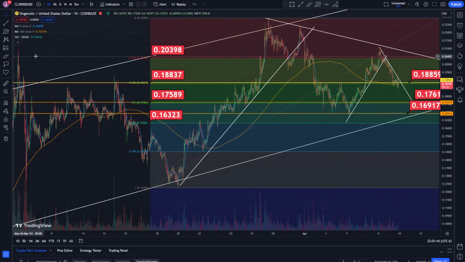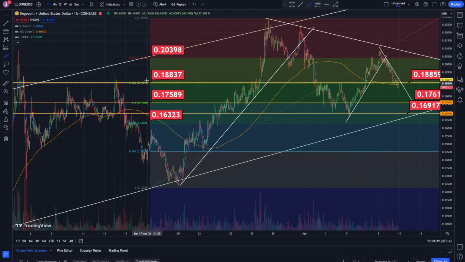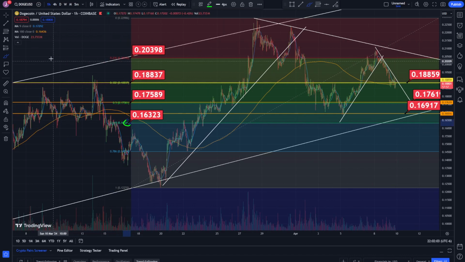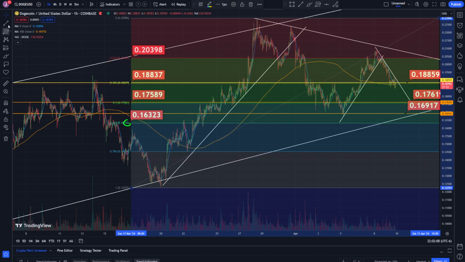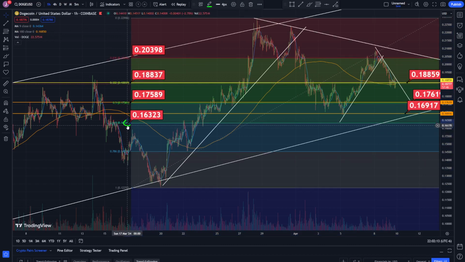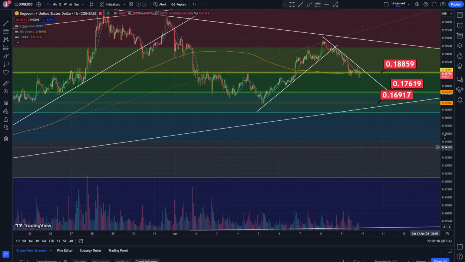So 23% down from the top is 203.98, and then 38% down is 18837. 50% down is 17589, and 61%, I think that's what it is, 16323, or approximately. Those are approximate numbers. You should check it out on TradingView, and this is just how to do that. So yeah, those are where I'm getting those numbers from.